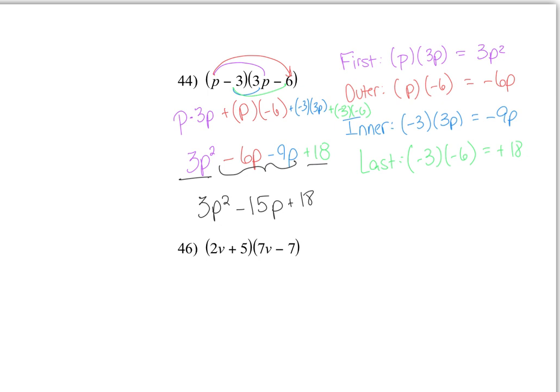Once you have FOILed, your exponents will not go up. That should have happened in the multiplication process. So when you're simplifying, combining like terms, your exponents will not go up. They will stay whatever they were when you multiplied.